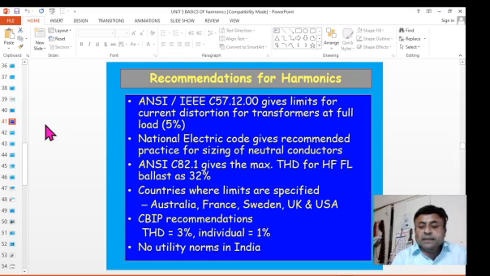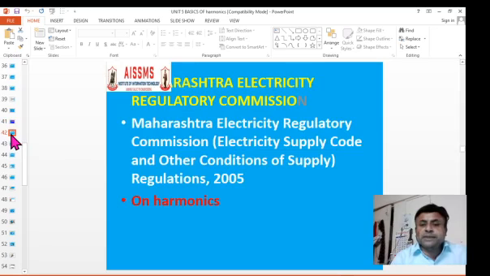Countries where limits are specified are Australia, France, Sweden, UK and USA. CBIP in India, that is Central Board of Irrigation and Power, has specified THD as 3%, individual as 1%, as we have seen in our first slide. There are no utility norms in India so far. So in this way, these are the standards applicable to various ways of measurement of harmonics and using harmonic analyzers.